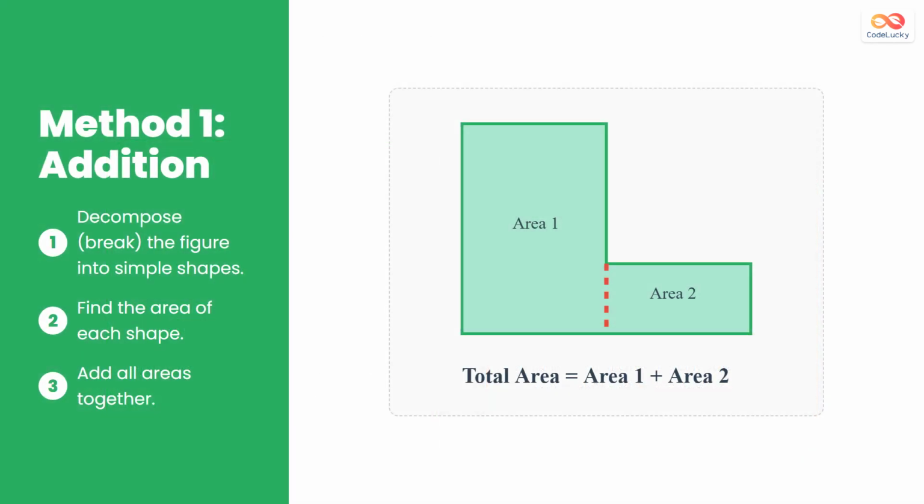Let's start with the addition method. This involves three steps. First, decompose or break the figure into simple shapes you recognize. Second, find the area of each individual shape. And third, add all those areas together to get the total.